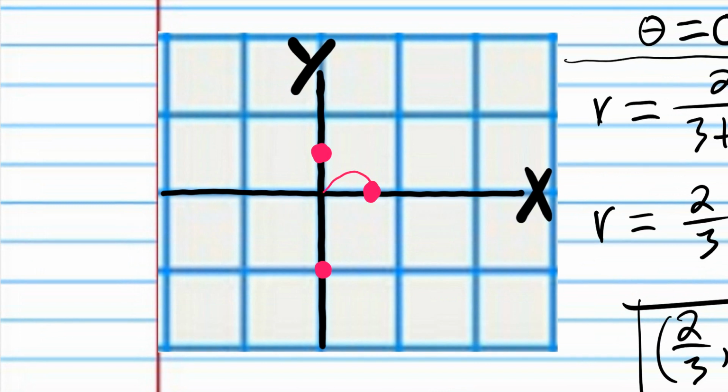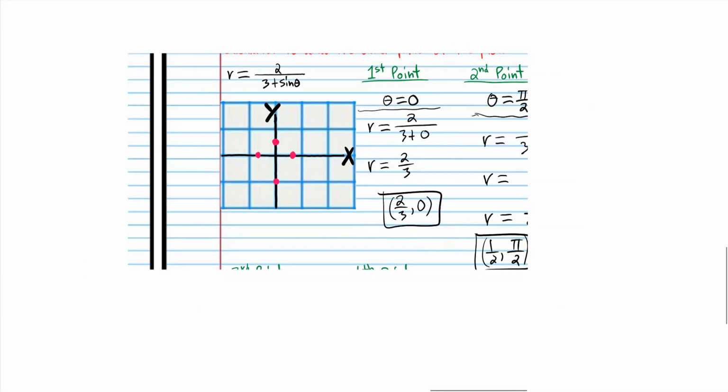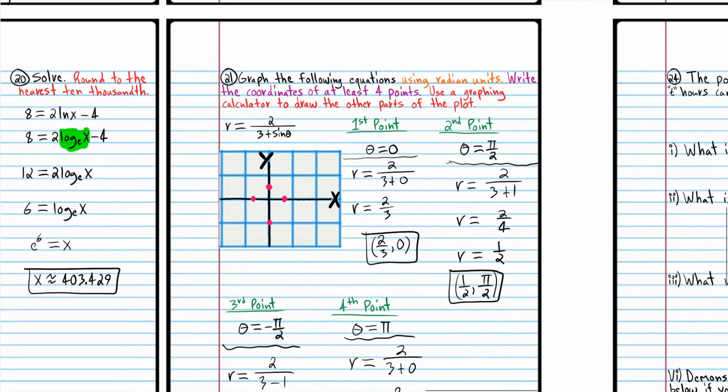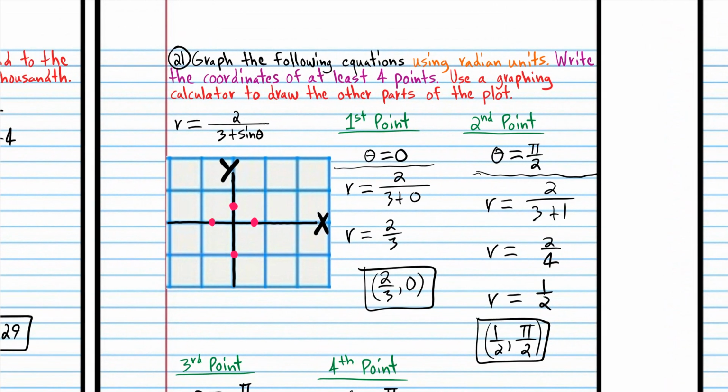So we're going to move out 2/3 and rotate pi radians, and we get about there. At this point, it looks as though we might be seeing what the shape is going to be, but we don't really know. So we need to use our calculator.